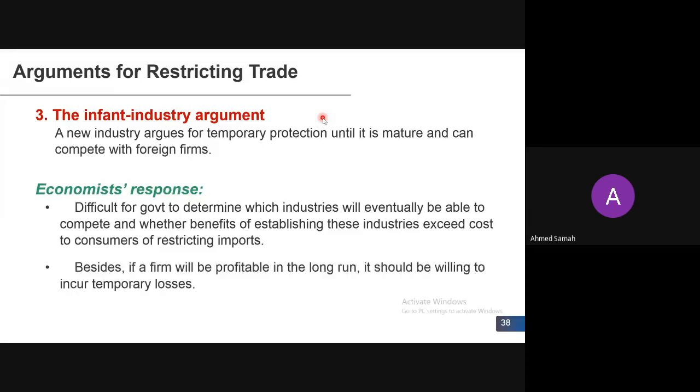Besides this, if a firm will be profitable in the long run, it should be willing to incur temporary losses. So in the long run, they might be able to be profitable as well. But still, one thing to remember is that governments do help infant industries, protecting them from foreign firms with some trade restrictions.